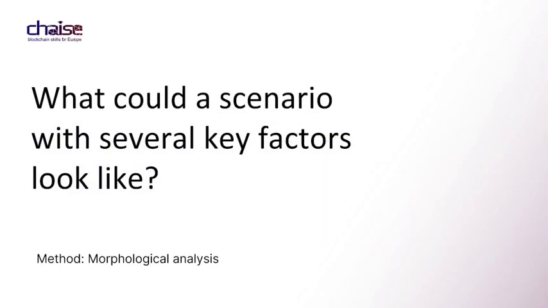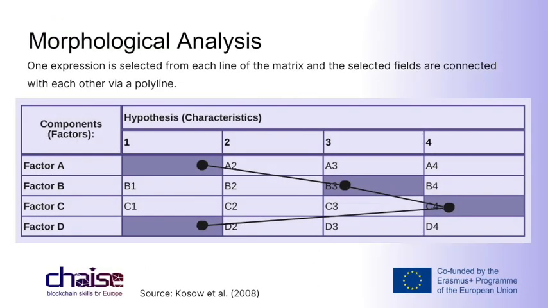The last method presented here is the morphological analysis that we know from previous lectures in business management. It answers the question, what would a scenario with several key factors look like? It is used to investigate complex network relationships in the area of non-quantifiable socio-technical problem complexes, for example, wicked problems. A characteristic is selected from each row of the matrix, and then the selected fields are connected with each other via a polyline. Using different polylines, different bundles can be selected, each of which forms the basis for the creation of a scenario. These methods give a good visual overview of how different scenarios are structured.